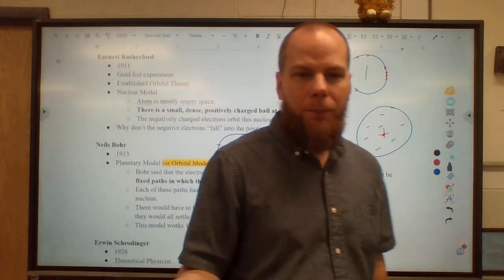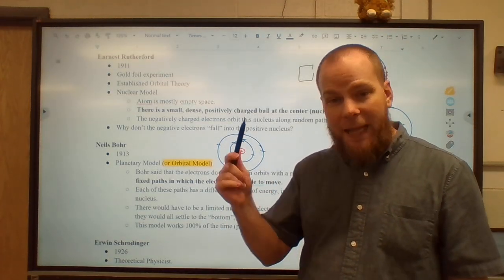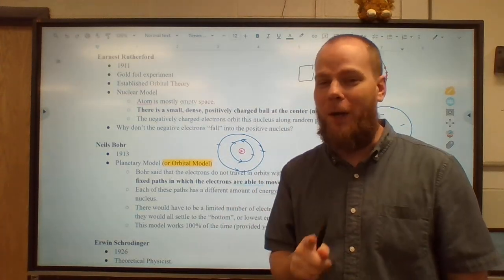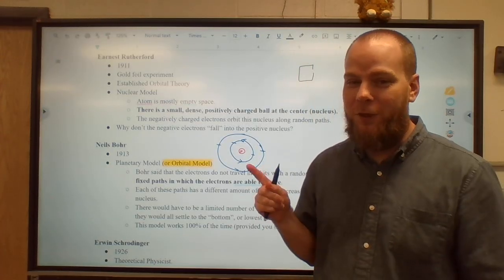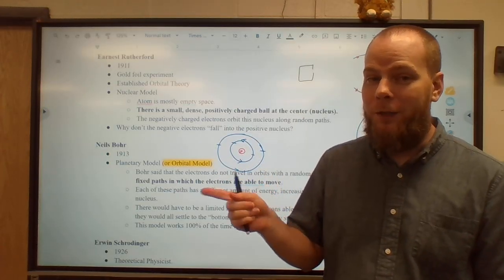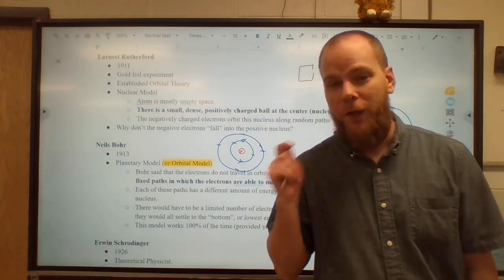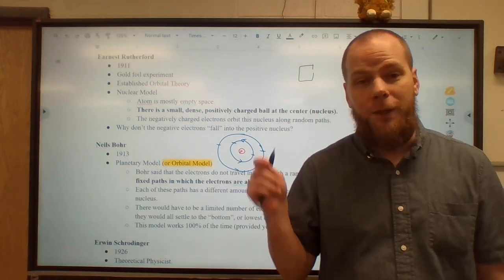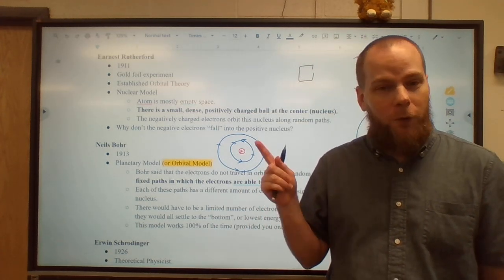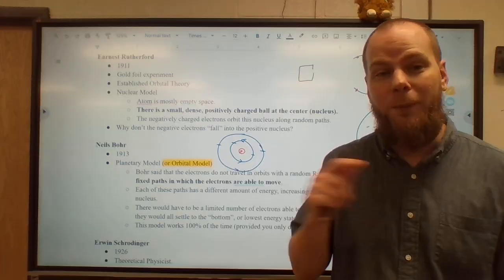And that solves the problem, because if they are moving laterally fast enough, then they can't fall into the nucleus. Now, this had its own problems, because this means that electrons are moving really, really fast. And we'll talk more about that in a later unit. But in order for this model to work, the electrons have to be booking it. Far, far faster than the planets are traveling around the sun, because the electric force between these particles is far, far stronger than the gravitational force between the planets and the sun.